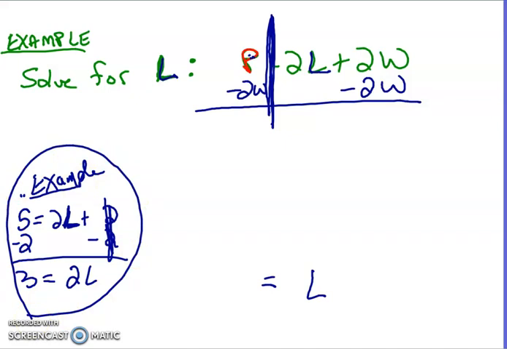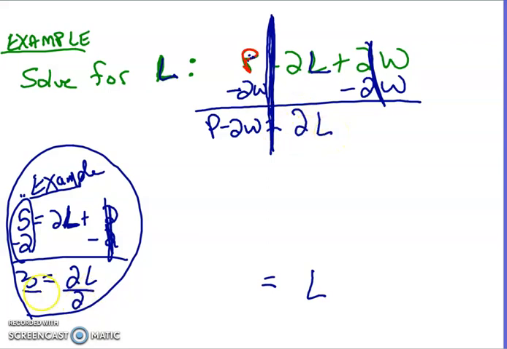So on this real problem example that I have over here, on the left side of the wall, P minus 2W, that's what you have. You can't actually subtract them. So it's P minus 2W. Now here we could subtract them, 5 minus 2, because they're both numbers. Here we can't. P minus 2W is just P minus 2W. And then what's left on that right side is 2L. Well, just like here, you would divide by 2. So that's what we're going to do here.